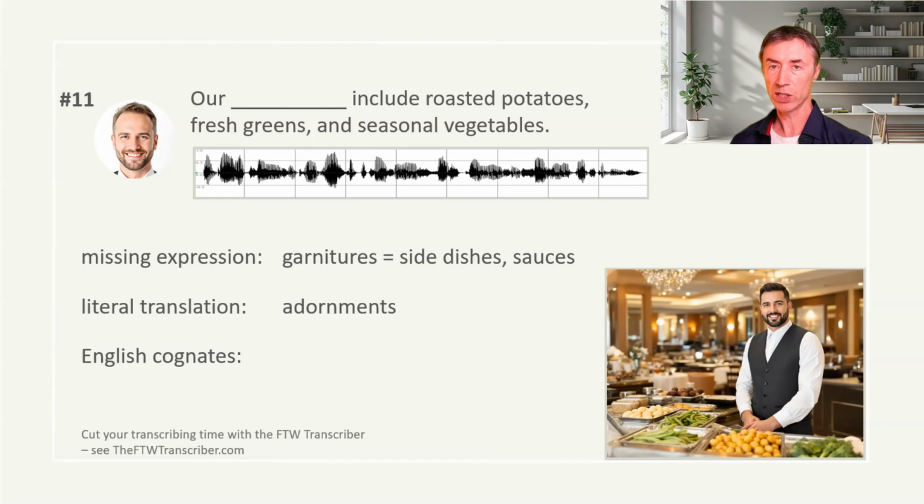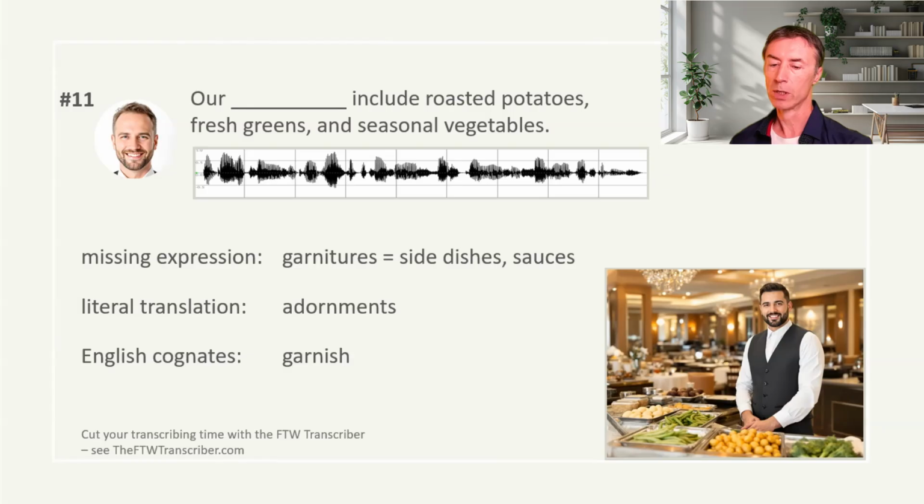What's the English cognate? Fairly obvious, it's garnish, but just be careful because the meaning has changed a bit in English. So in English, a garnish is something which is just sometimes decorative. You don't even necessarily eat it. It might just be a sprig of parsley on top of the steak or whatever. Whereas in French, the garnitures are things which you are supposed to eat. They're supposed to enhance the main part of the meal.